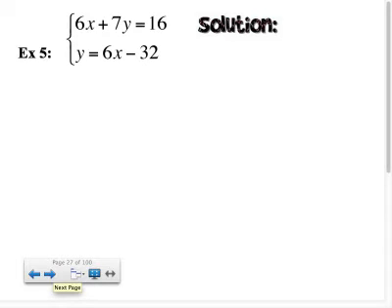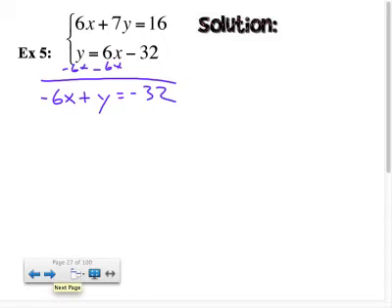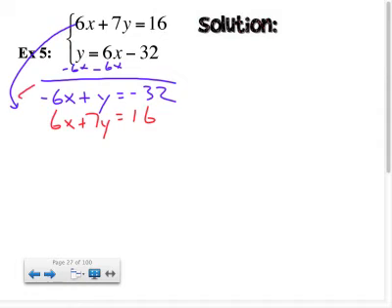So the first thing I'm going to do here is subtract 6x from both sides. And so what you end up with here is negative 6x plus y equals negative 32. Okay, and now all I'm going to do is rewrite this guy down here. So I'm going to bring that one down, and I have 6x plus 7y equals 16. So these two equations here are now the two that I'm working with.